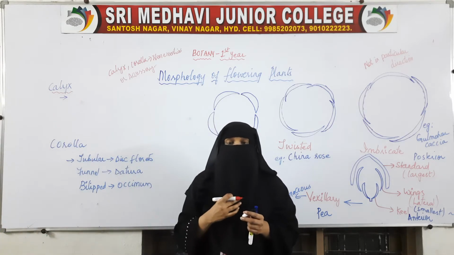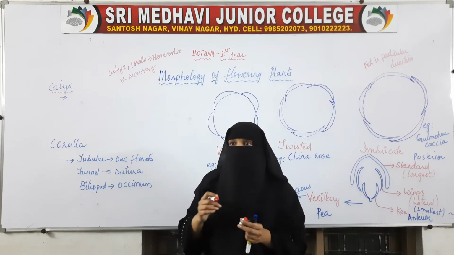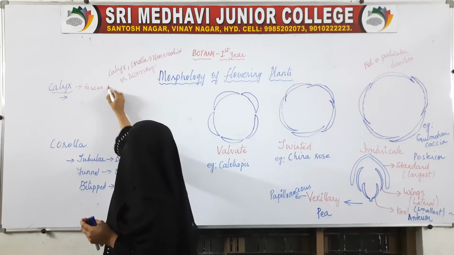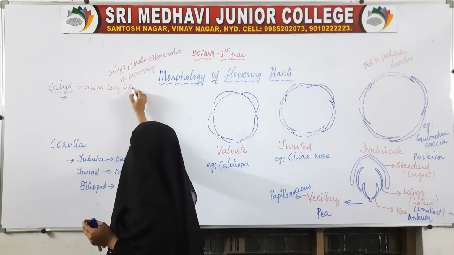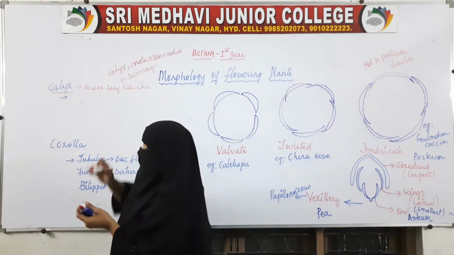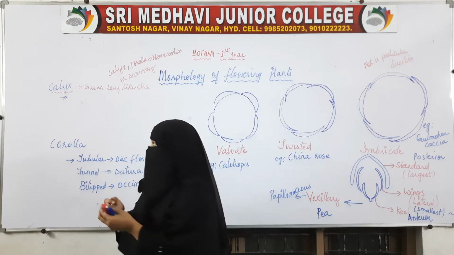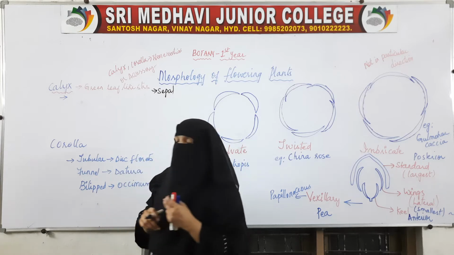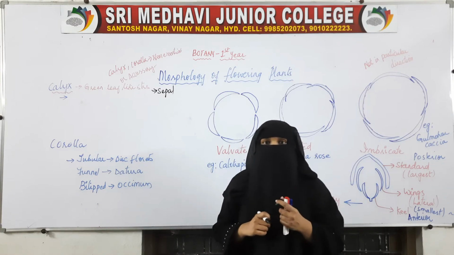Here calyx is made up of small green leaf-like structures. Those small green leaf-like structures are called sepals.